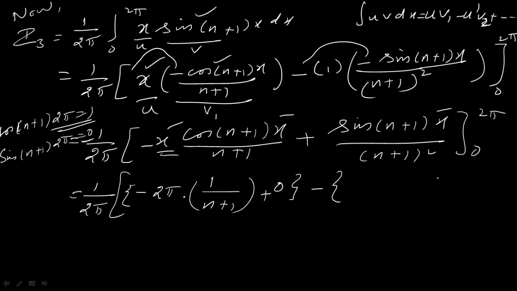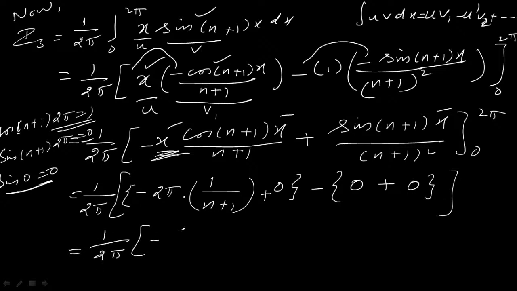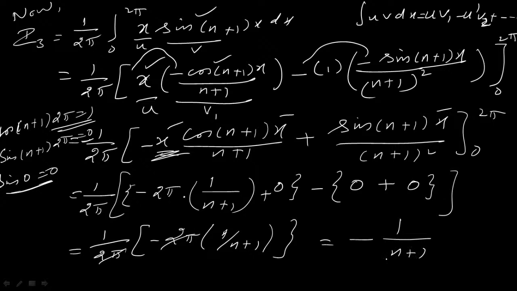So you don't have the value for the second term. So minus, coming to the lower limit, if you replace this x by 0, 0 into anything is 0, plus sine n plus 1 0, sine 0. You know the value of sine 0. Sine 0 is 0. So there is no lower limit. Simplifying this, you get 1 by 2 pi of minus 2 pi of 1 by n plus 1. Right. So what happens? Here 2 pi and 2 pi being cancelled. So you have minus of 1 by n plus 1. So your I3 is equal to minus 1 by n plus 1.